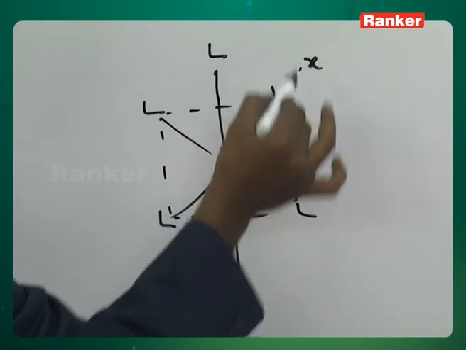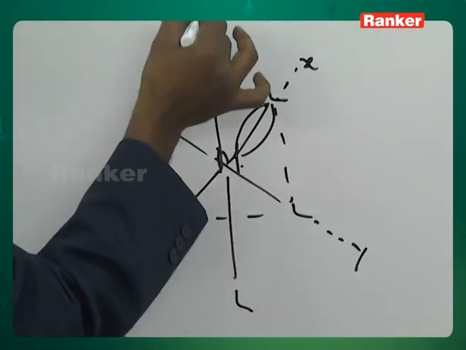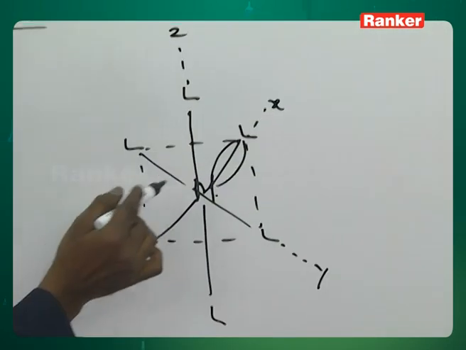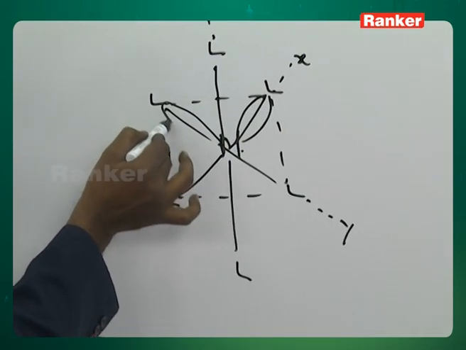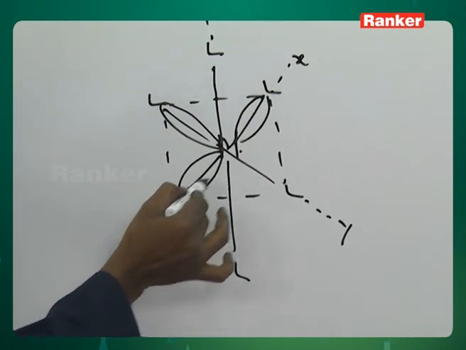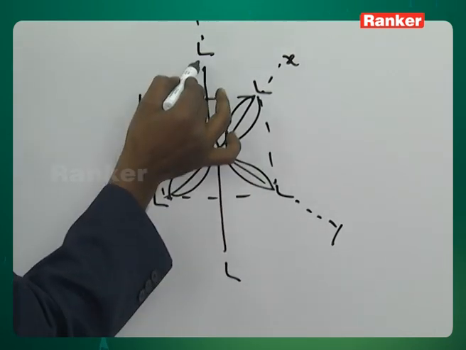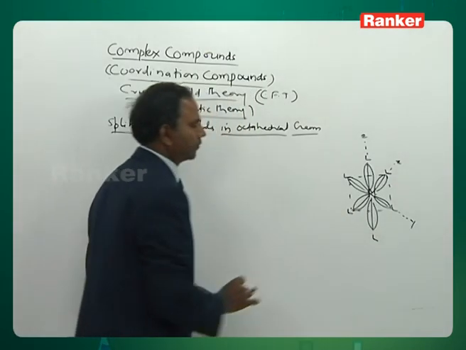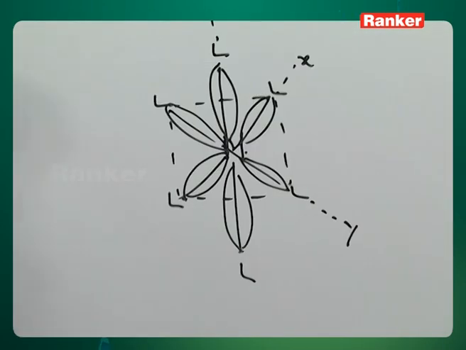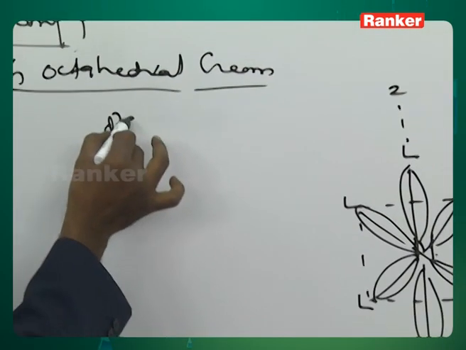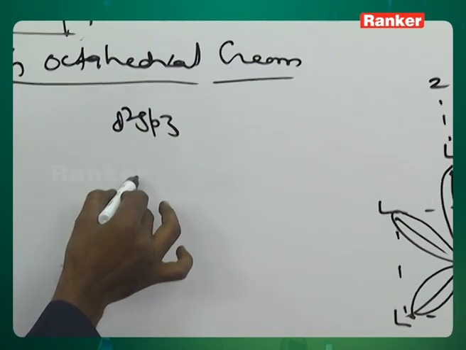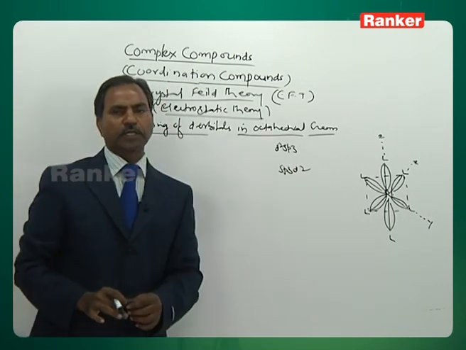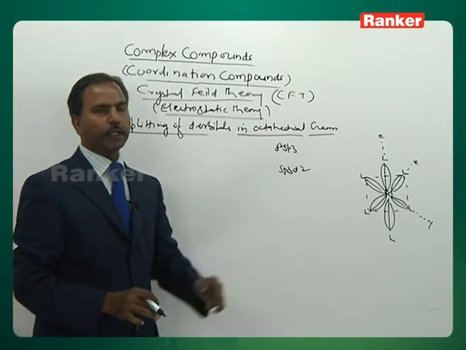Consider this is the x-axis, y-axis, then z-axis: x, y, z. The orbitals I am writing on each axis. It is now representing octahedral geometry. Now, in octahedral geometry, the possible hybridization is d2sp3 or sp3d2.